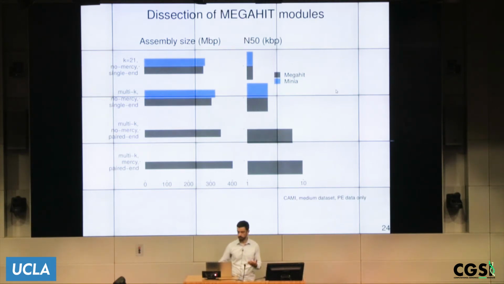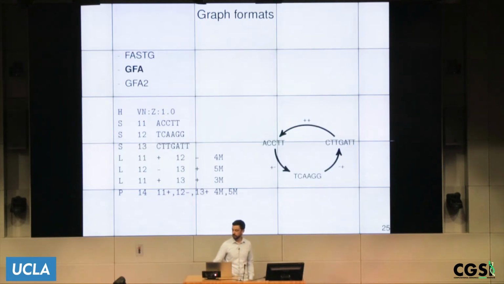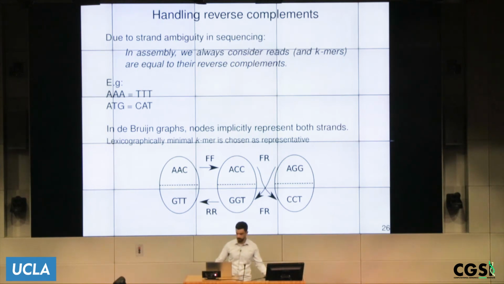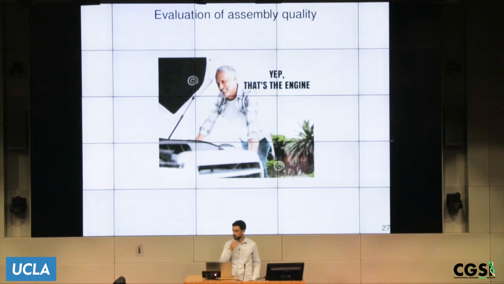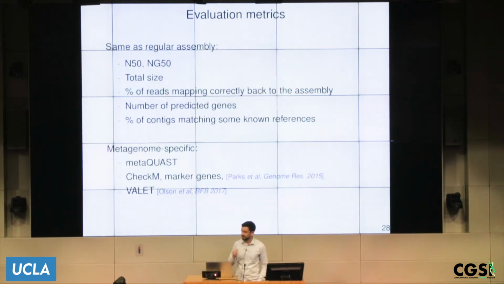But of course, the later modules are still improving. I skip this one, it's about graph formats. I skip this one as well about handling reverse complements, you can just read it. I'll just mention evaluation of assembly quality, still under the metaphor of under the hood assemblers.